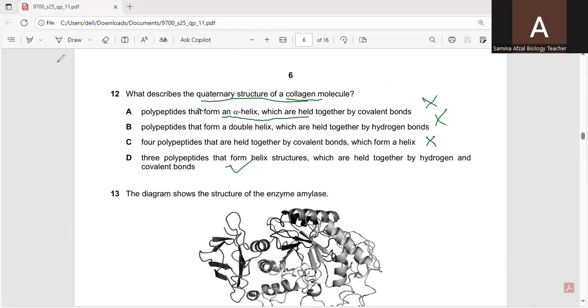So according to this, I would like to say that only D is the correct option. The three polypeptide chains, when held together with the help of covalent and hydrogen bonds, will make the overall stable structure.